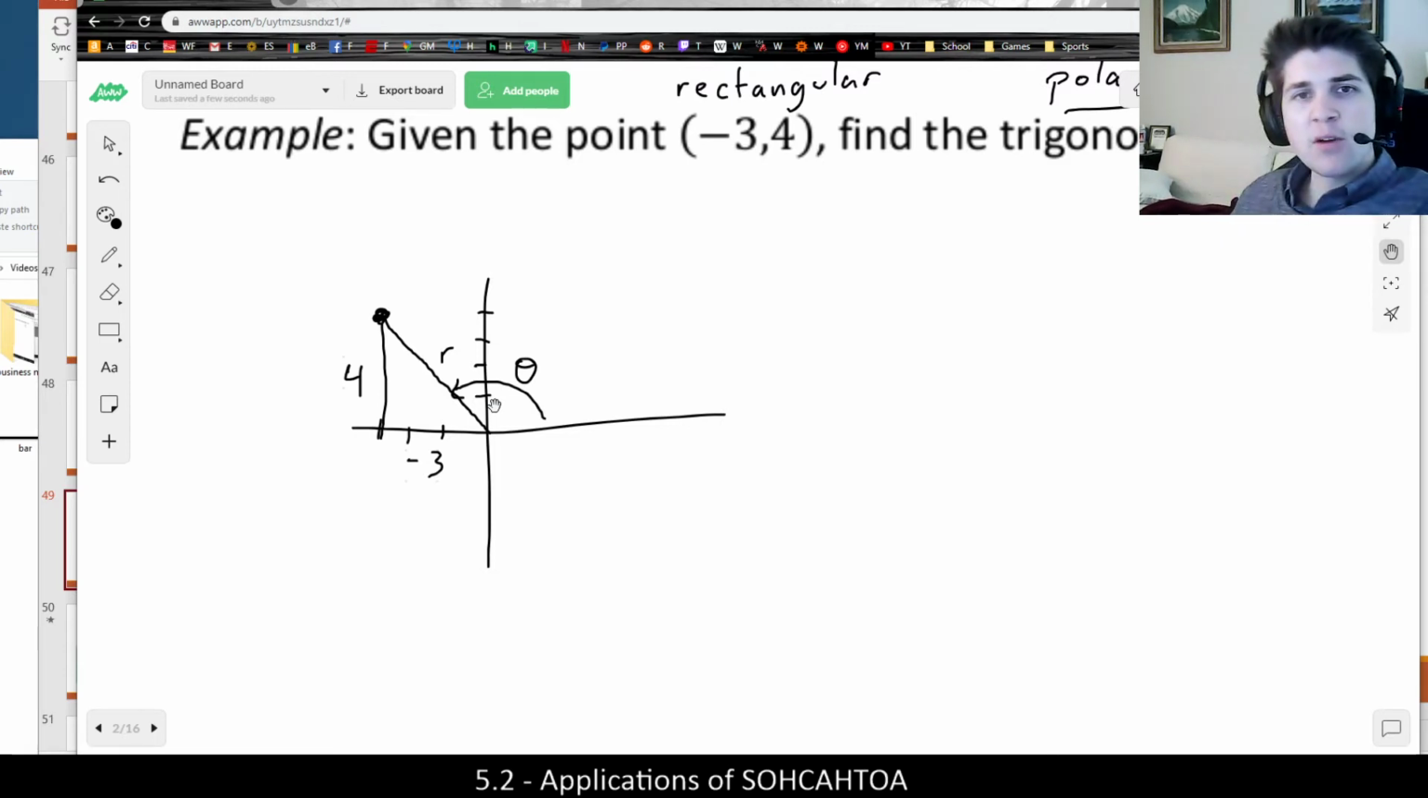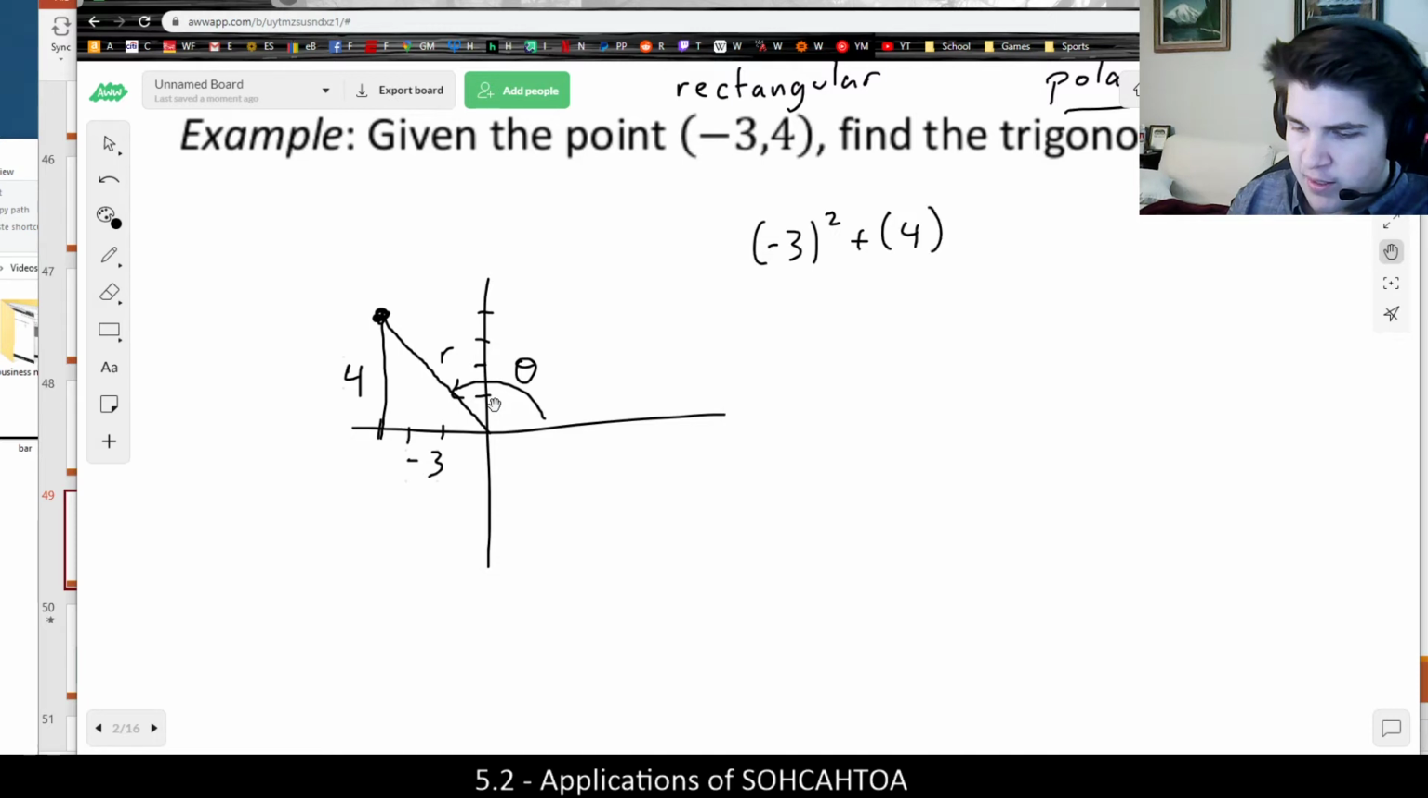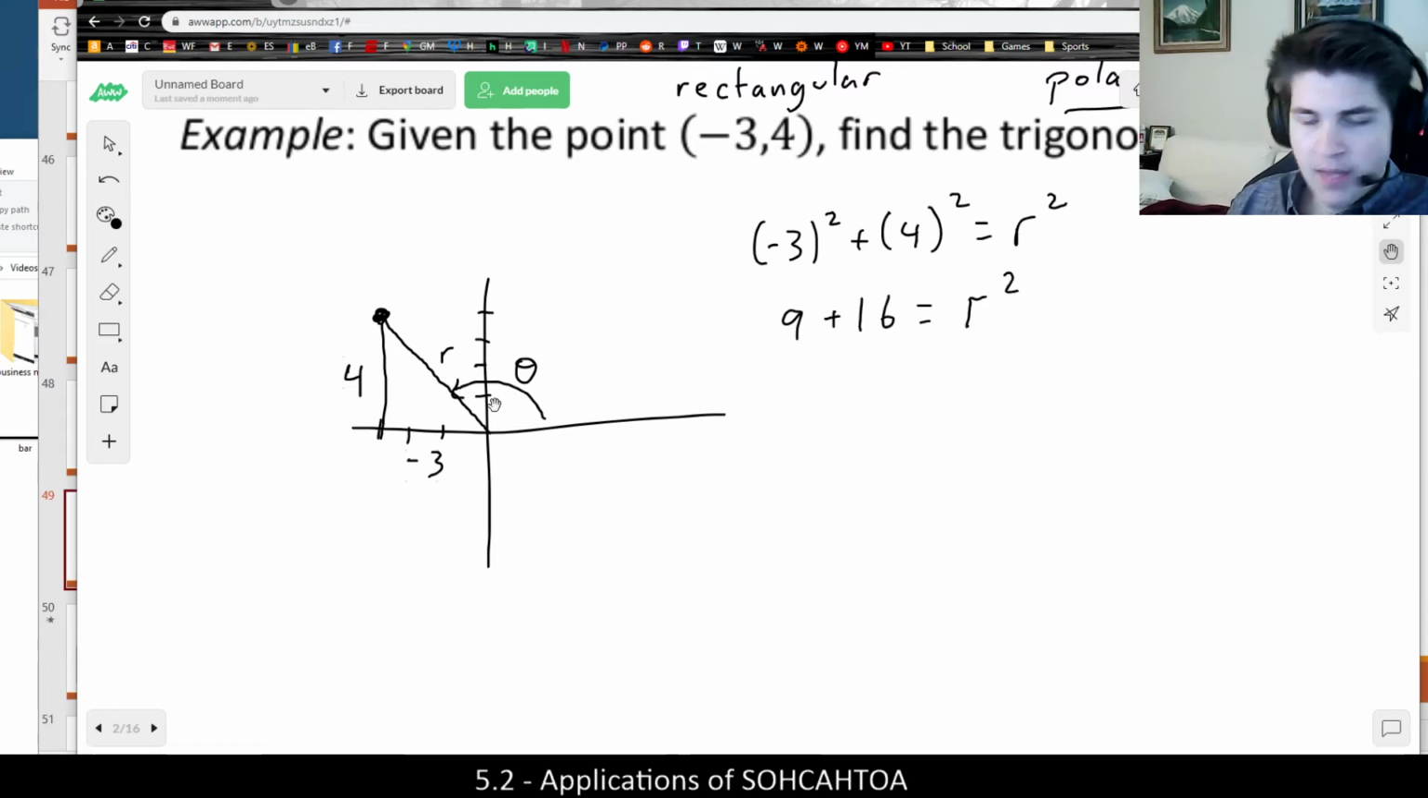But essentially what I want to know is, what is theta? What is r? I could use SOHCAHTOA to do all of this using exactly the definitions I have above. First of all, r can be found by the Pythagorean theorem. So -3 squared plus 4 squared should be equal to r squared, which is 9 plus 16. It's exactly the same math we did a minute ago. That would be 25 equal to r squared. So taking the square root of both sides, r must be equal to 5.